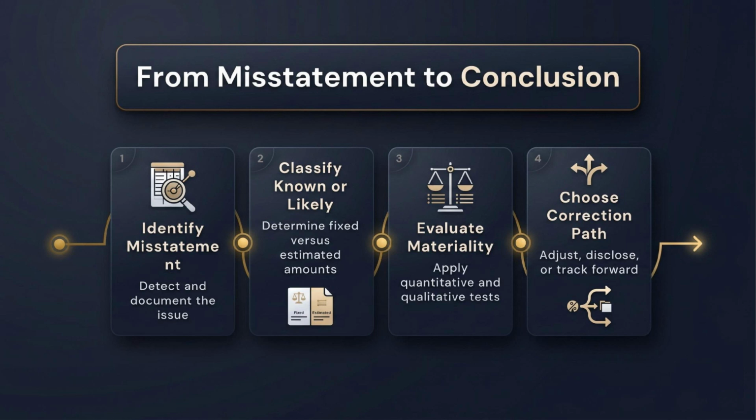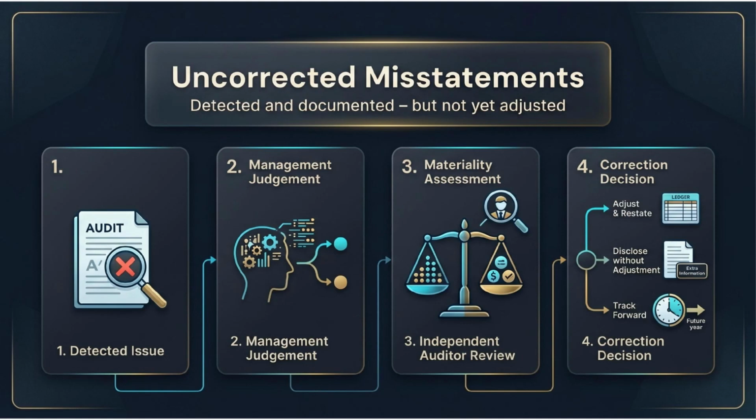The important discipline is not to collapse these stages. If we jump from small amount directly to ignore it, we may miss a qualitative issue or an accumulated balance sheet problem. Good judgment moves step by step. An uncorrected misstatement is an identified error or misapplication that has not yet been adjusted through a journal entry. It may be found during audit work, management review, internal control testing, or closing procedures. Detection alone does not automatically decide the treatment.